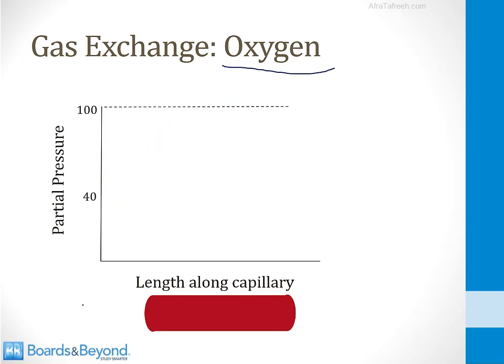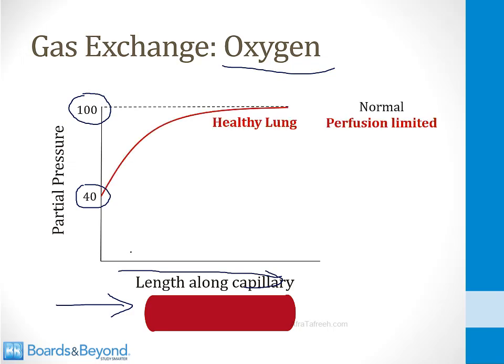Well, first of all, when the venous blood enters pulmonary capillaries, the concentration of oxygen is about 40 millimeters of mercury. It is not zero like for carbon monoxide or nitrous oxide because we always have some oxygen in our blood, even in the venous system. In a healthy person at sea level, the alveolar concentration of oxygen is about 100 millimeters of mercury. And if we were to look at how oxygen content changes as blood moves along a pulmonary capillary, we would get a curve that looks like this. So oxygen does reach equilibrium with the alveoli, and that means that in healthy lungs, oxygen is perfusion limited.